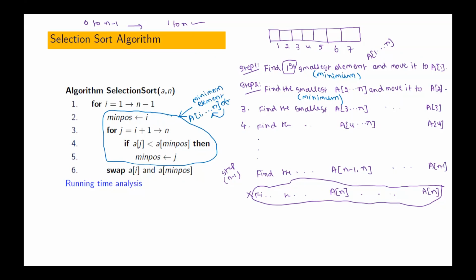Like that, how many times do we need to do it? N minus 1 times. Step 1 to step n minus 1 we need to do. For that, we have taken for I equal to 1 to n minus 1. So n minus 1 times we are finding the minimum element. But what is the change? First time we find the minimum element of A of 1 to n. Second time 2 to n. Third time 3 to n. For that we make use of this I. When I equals 1, we find the minimum from I, with j becoming 2 to n. Correct?